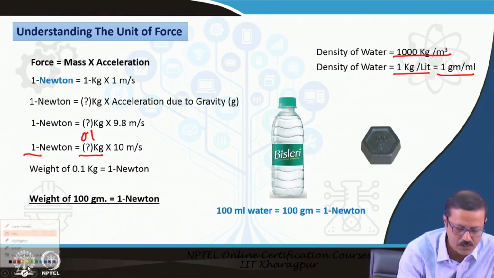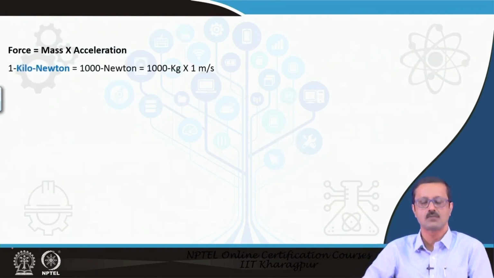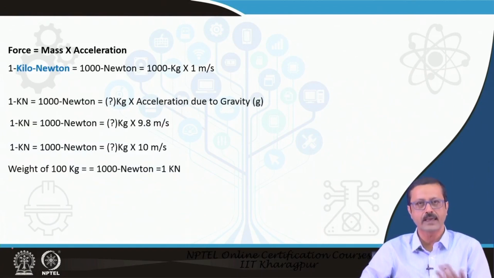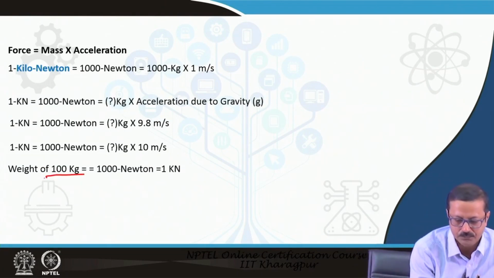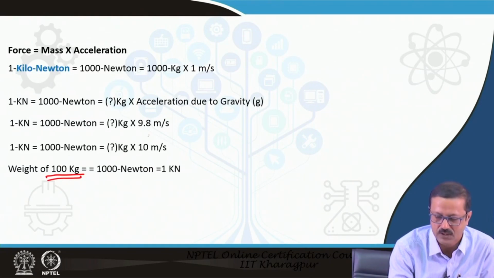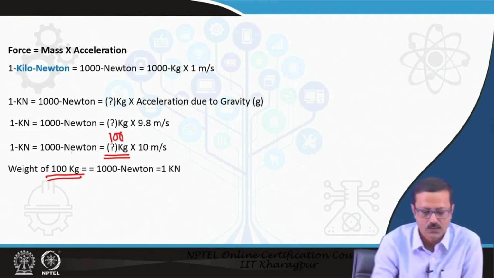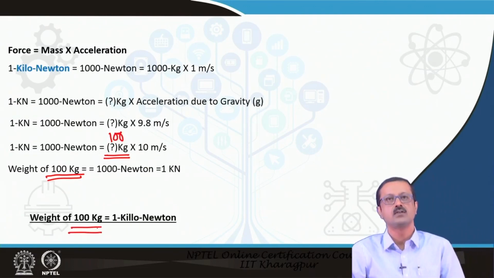Now that we understand 1 Newton, let us discuss how much 1 kilonewton is. 1 kilonewton is 1000 Newton. Recalculating again, multiplying with g, with 9.8 converted to 10, I find it is almost about 100 kg. If I put 100 kg here, multiplied by 10, it gives 1000 Newton. So, I may say the weight of 100 kg is 1 kilonewton.